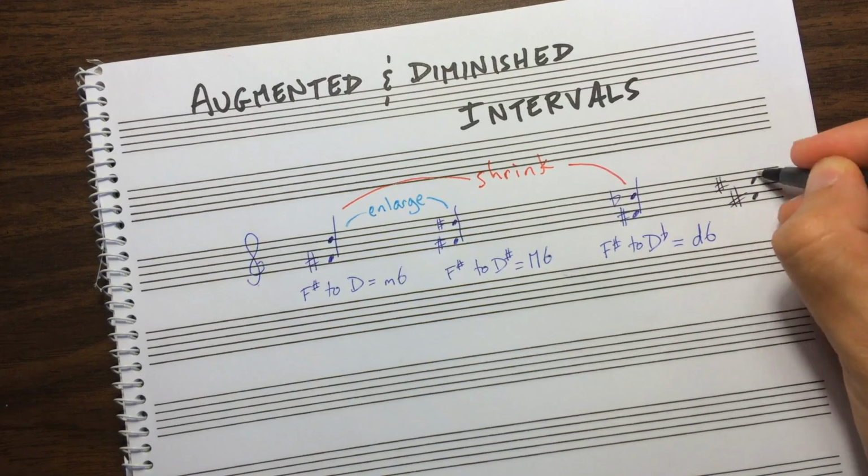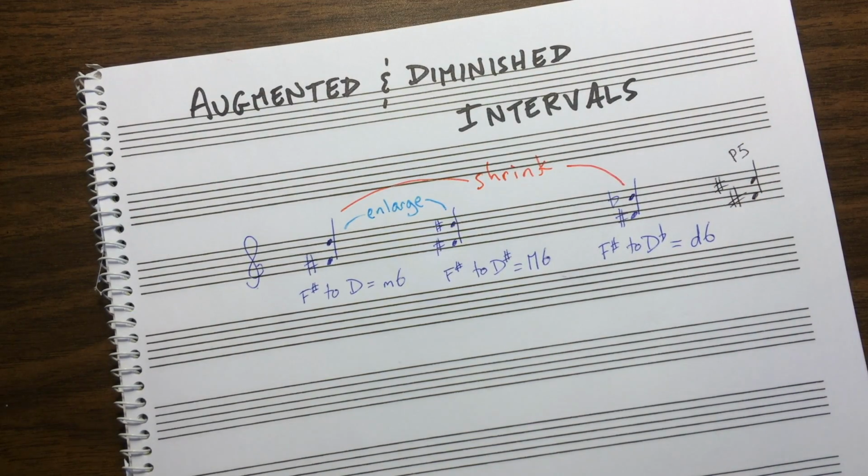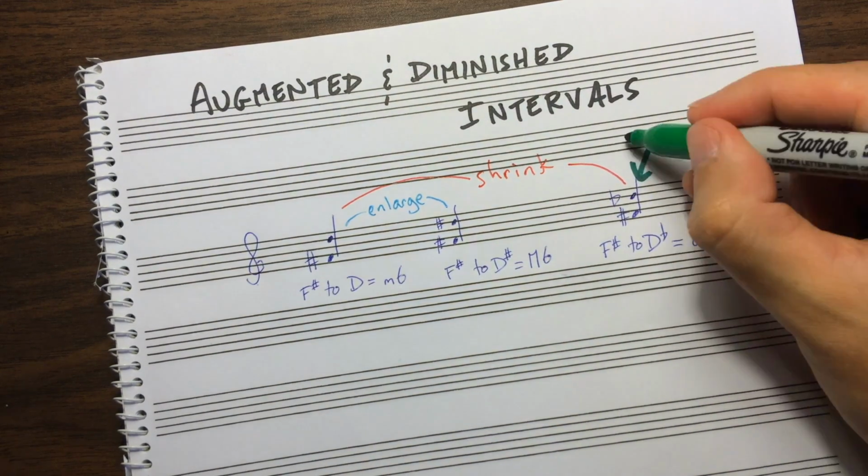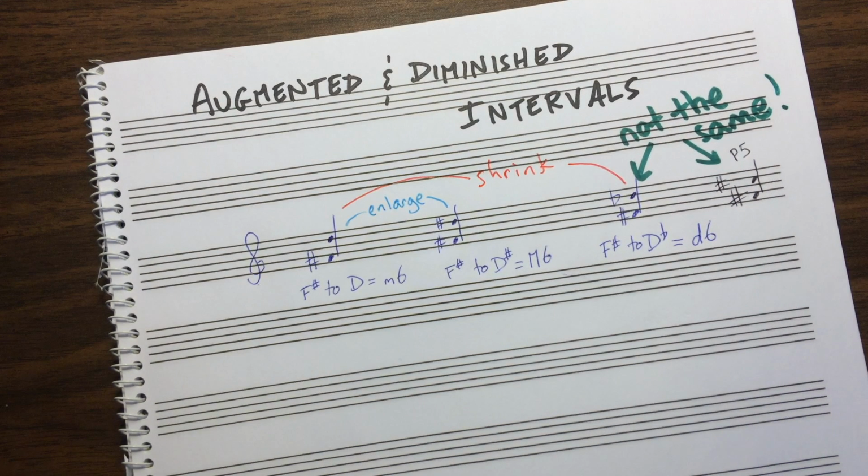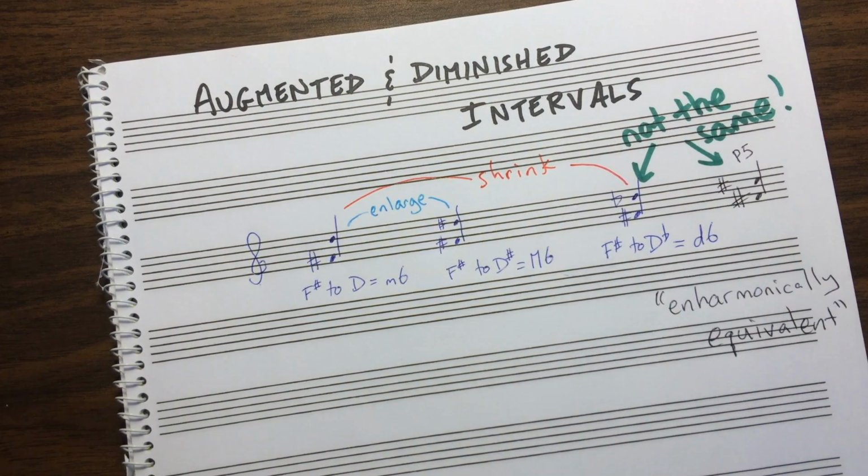Notice that even though this interval sounds like the perfect fifth from F sharp to C sharp, it is not a fifth at all. The generic interval is always calculated by counting the letter names between the 2 notes. A diminished sixth and perfect fifth are enharmonically equivalent, but not the same.